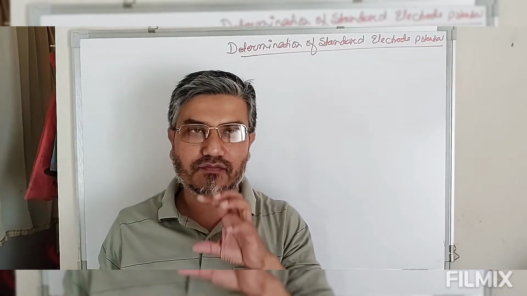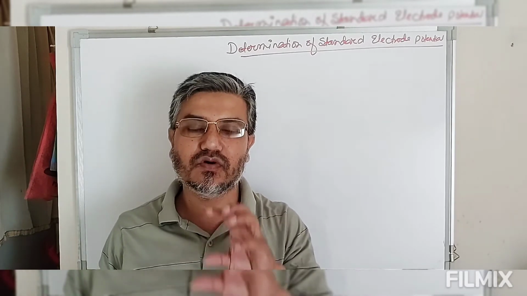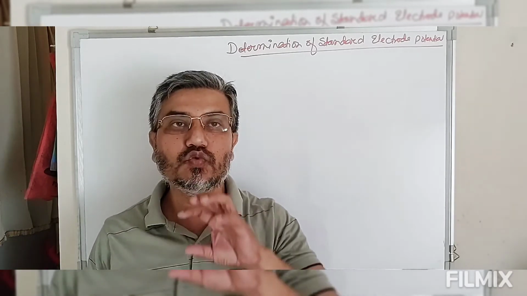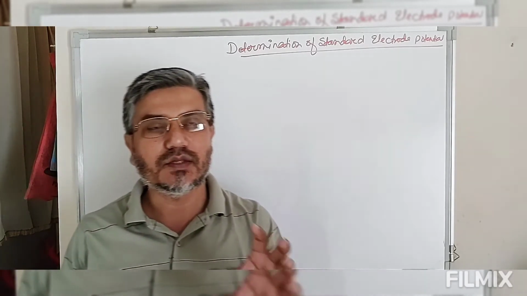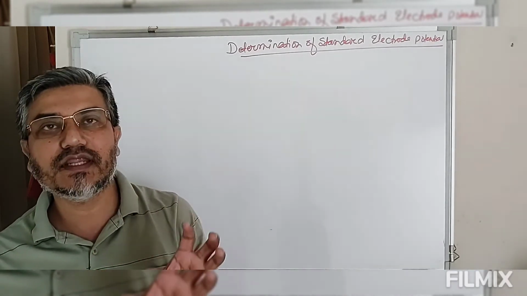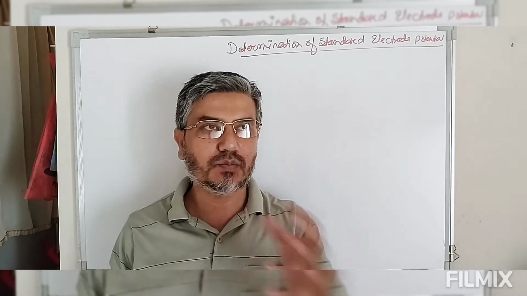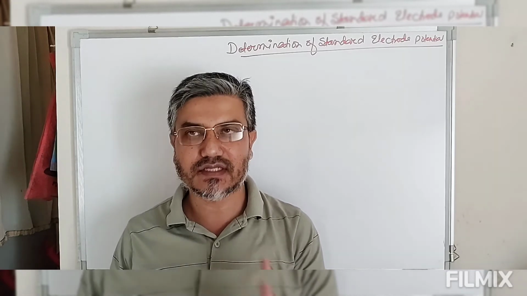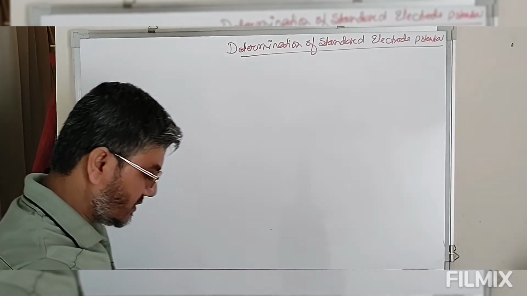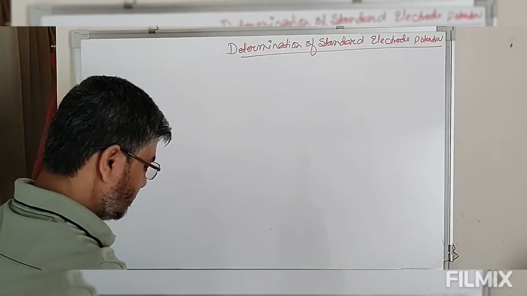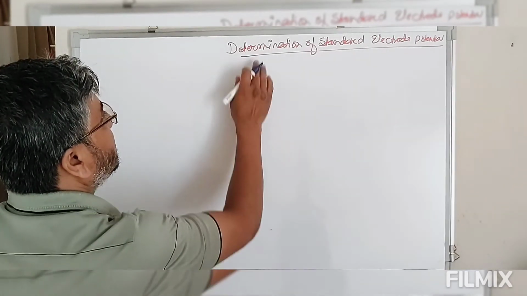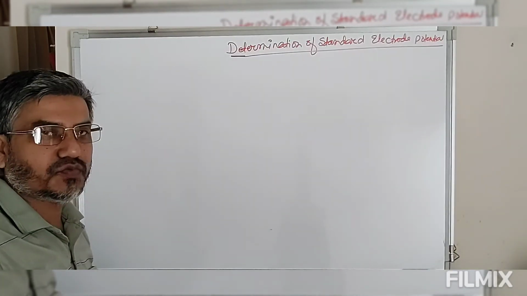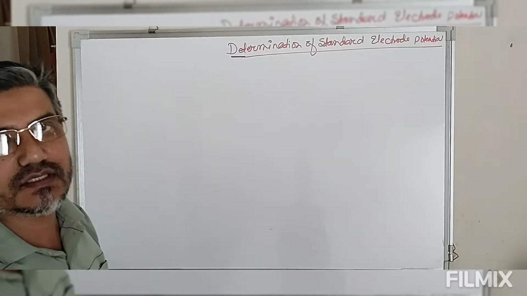For any given single electrode or any given half cell, determination of the cell potential is not possible. So to determine the potential of any unknown electrode, this unknown electrode should be coupled with a known electrode, and that is known as the standard reference electrode. For any single electrode, determination of the standard electrode potential is not possible, so always we have to couple it with a standard reference electrode.